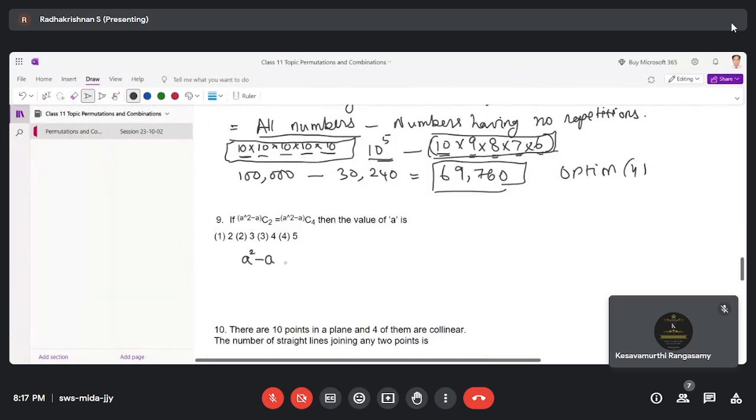So I had to use this symbol. But the problem is like this: (a square minus a) C2 is equal to (a square minus a) C4. Let's put a square minus a as just n, otherwise it's confusing. So suppose nC2 equal to nC4, what can we say about n?